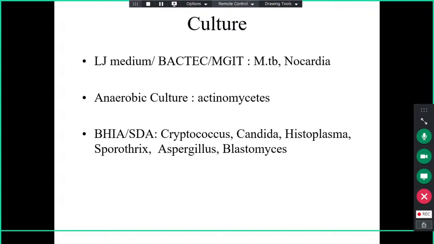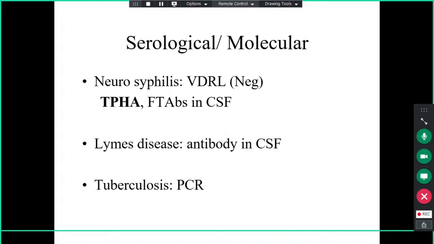And anaerobic culture, like actinomycetes, you can grow actinomycetes. And for all the fungi, as you know, we use either brain heart infusion agar or Sabouraud dextrose agar. So you can culture Cryptococcus, Candida, Histoplasma, Sporothrix, Aspergillus or Blastomyces.